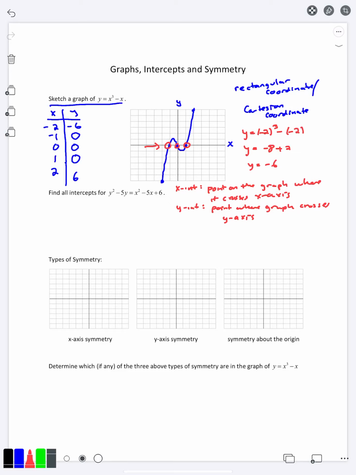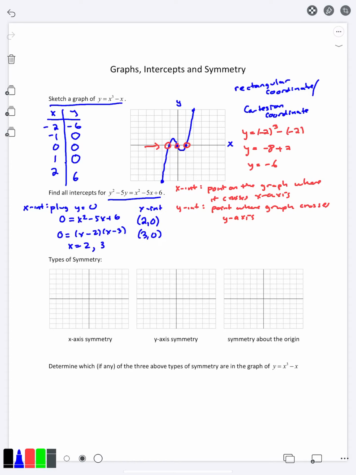And so if I give you a random equation here and I ask you to find the x and y-intercepts, well, that's how we're going to do it. So to find the x-intercept, we're going to plug y equal to 0 in. Now if I do that, I'd have 0 minus 0 is x squared minus 5x plus 6. We go ahead and factor this. We're going to get two different values for x. Now, those x values by themselves are not the answer. The answer is the points (2, 0) and (3, 0). These are our x-intercepts.